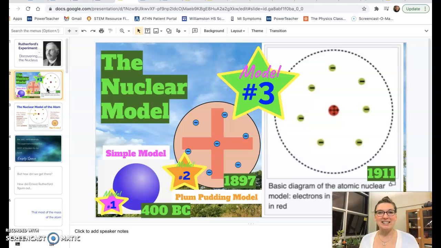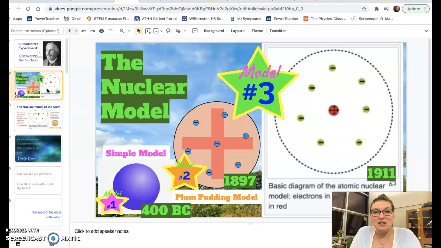Then in 1897, J.J. Thomson did his experiment and came up with the plum pudding model, which answered some questions about the charges inside of the atom. But there were some things wrong with it. He thought that the mass of the atom was like a blueberry muffin, a bunch of positive fluff with negative electrons scattered throughout like blueberries, or like plums in plum pudding.